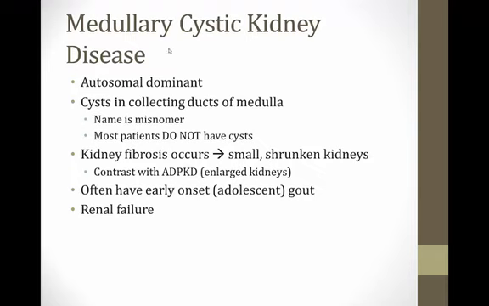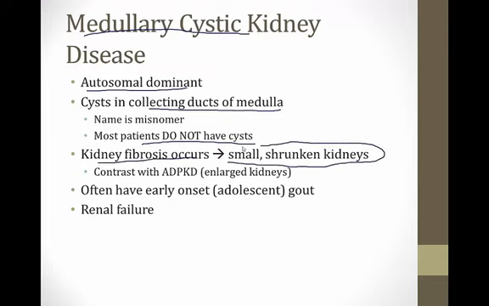The last cystic kidney disease I'll mention is called medullary cystic kidney disease. So this is also autosomal dominant, and in this condition cysts can form in the collecting ducts of the medulla. Now actually this name is a misnomer because most patients do not have cysts that you can visualize. It's a small subset of patients who have it, but nevertheless the condition is named after the medullary cysts. What's really going on here is that patients get fibrosis in their kidneys, so they will have very small shrunken kidneys, and this is different from the other polycystic kidney diseases where the kidneys are enlarged. One clinical problem many of these patients get is early onset gout from being unable to filter uric acid properly, and then they can also develop renal failure.